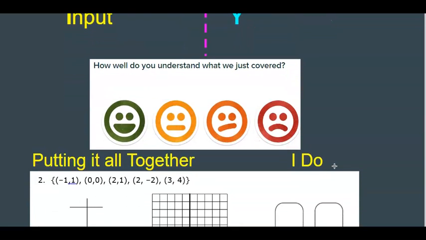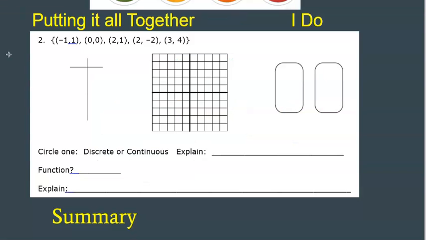How well do you understand what we just covered? Choose which one that you agree with. Do you know it so well you could explain it to someone, or are you not quite sure where to start yet? Let's put it all together on this example. So we have -1, 1, 0, 0, 2, 1, 2, -2, and 3, 4. Remember, x comes first and then y.